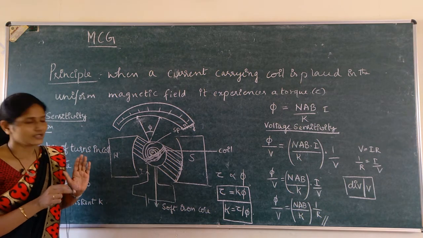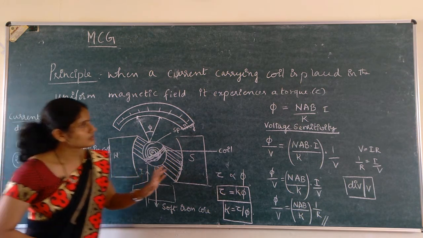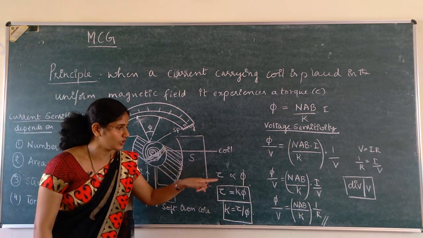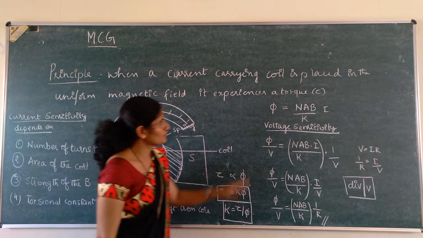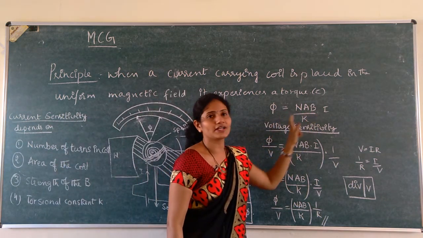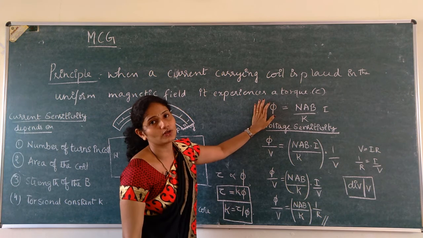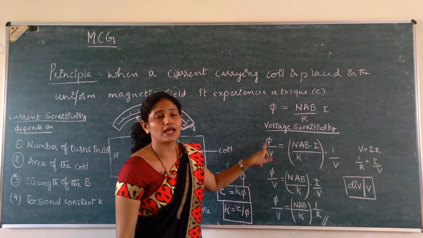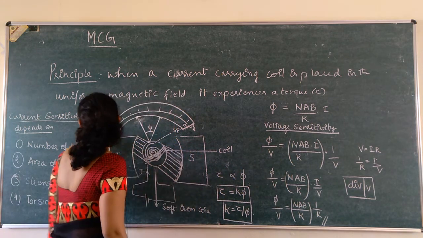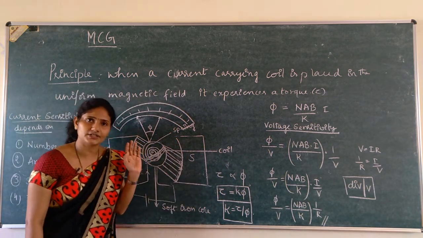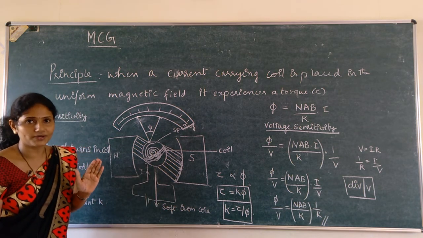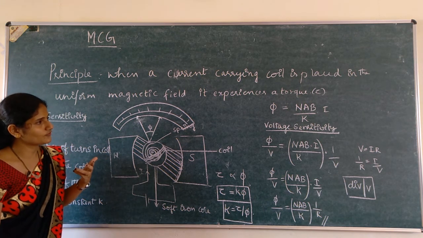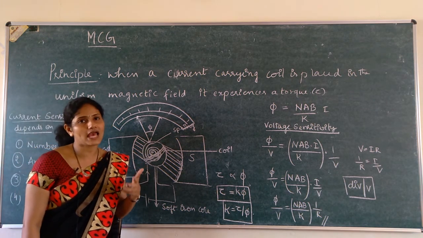In equilibrium, both the torques are equal. So this torque tau is equal to NIAB becomes equal to K into phi. So phi is equal to NAB I divided by K. This is the expression for angular deflection. So this deflection divided by I is called the current sensitivity of the galvanometer, and it is constant for a given galvanometer. So it depends on N, A, B and K, and the SI unit of current sensitivity is division per ampere.